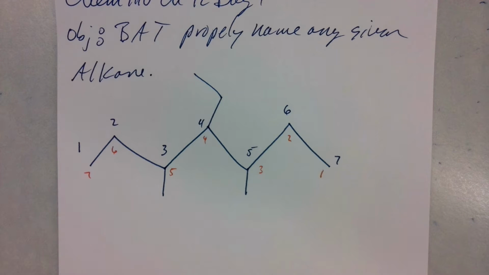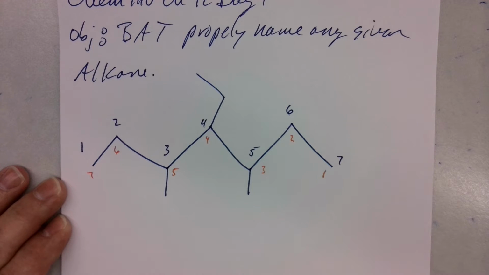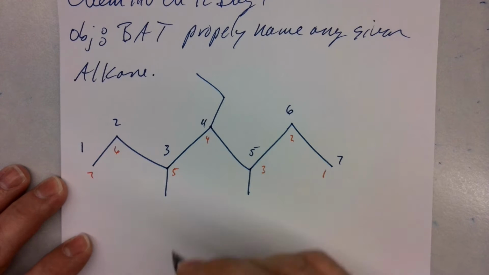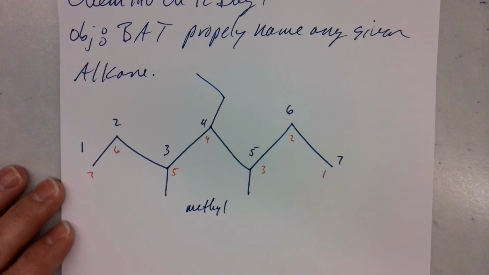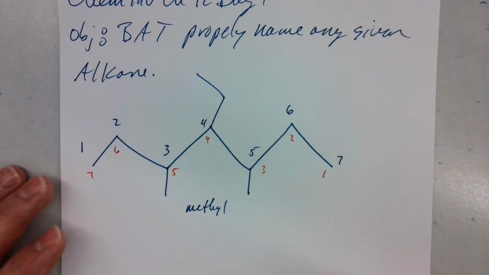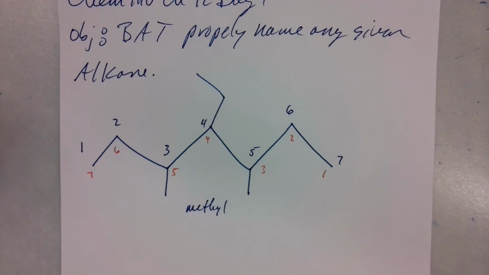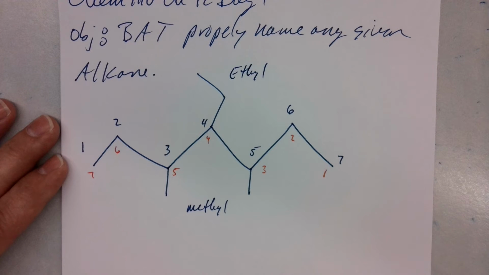Now, you'll understand what I mean when I say sum. Okay? Now, this branch and this branch each have 1 carbon in them, right? Okay? They are what are known as methyls. A 1 carbon is a methane. When it's a branch, it goes from an ane to an yle. A 2 carbon branch is an ethane. But because it's a branch, it is an ethyl.